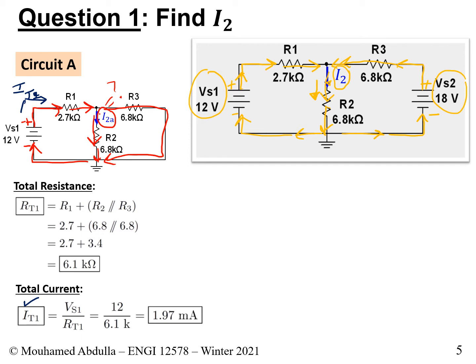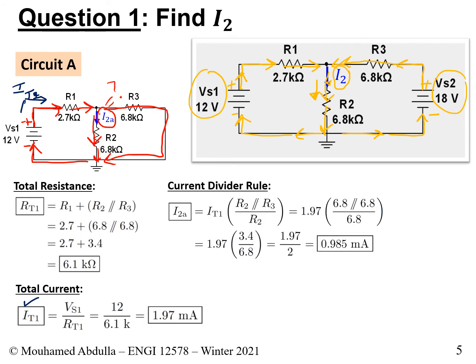So essentially what we do is, it's really the voltage source, the 12 volts, divided by the total resistance, so 12 divided by 6.1, and that gives us 1.97 milliamps. So now we have 1.97 milliamps, and this 1.97 milliamps is split between two branches. Part of it will go to this branch, and the other part will go to this branch. In order to find the one that goes into this branch, we could just use the current divider rule.